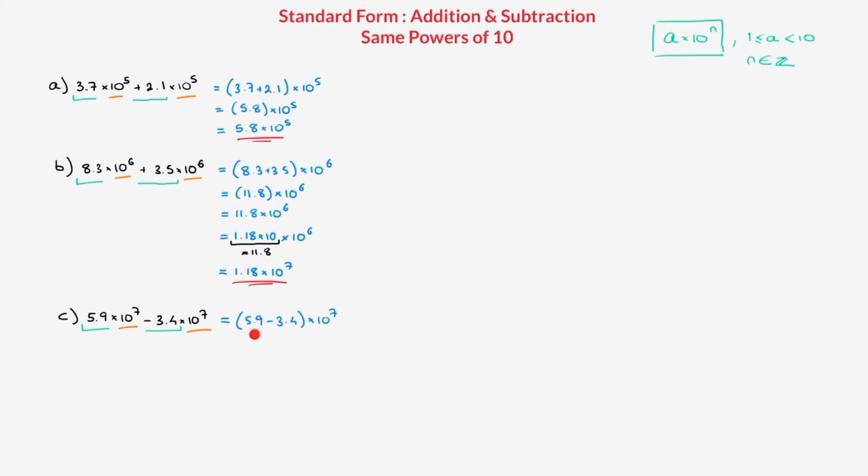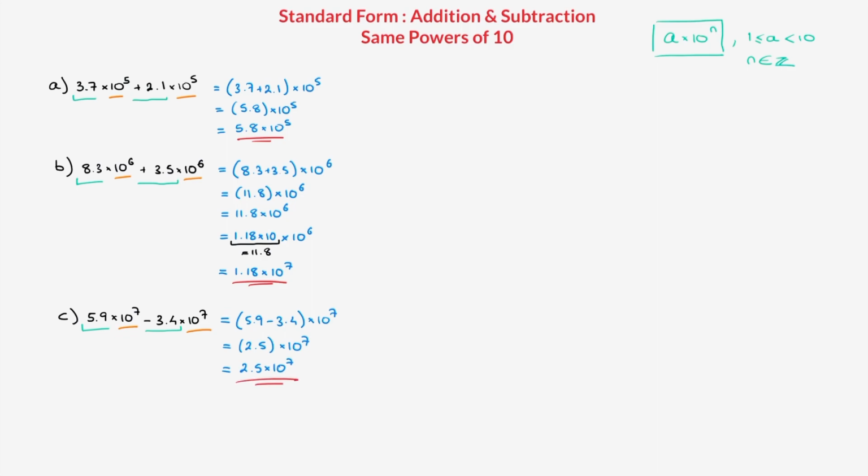Now, 5.9 minus 3.4 is equal to 2.5. So this equals, in parentheses, 2.5 times 10 raised to the power of 7. Finally, getting rid of this pair of parentheses which serves no purpose now, we can state that it's equal to 2.5 times 10 raised to the power of 7. And that's the answer.